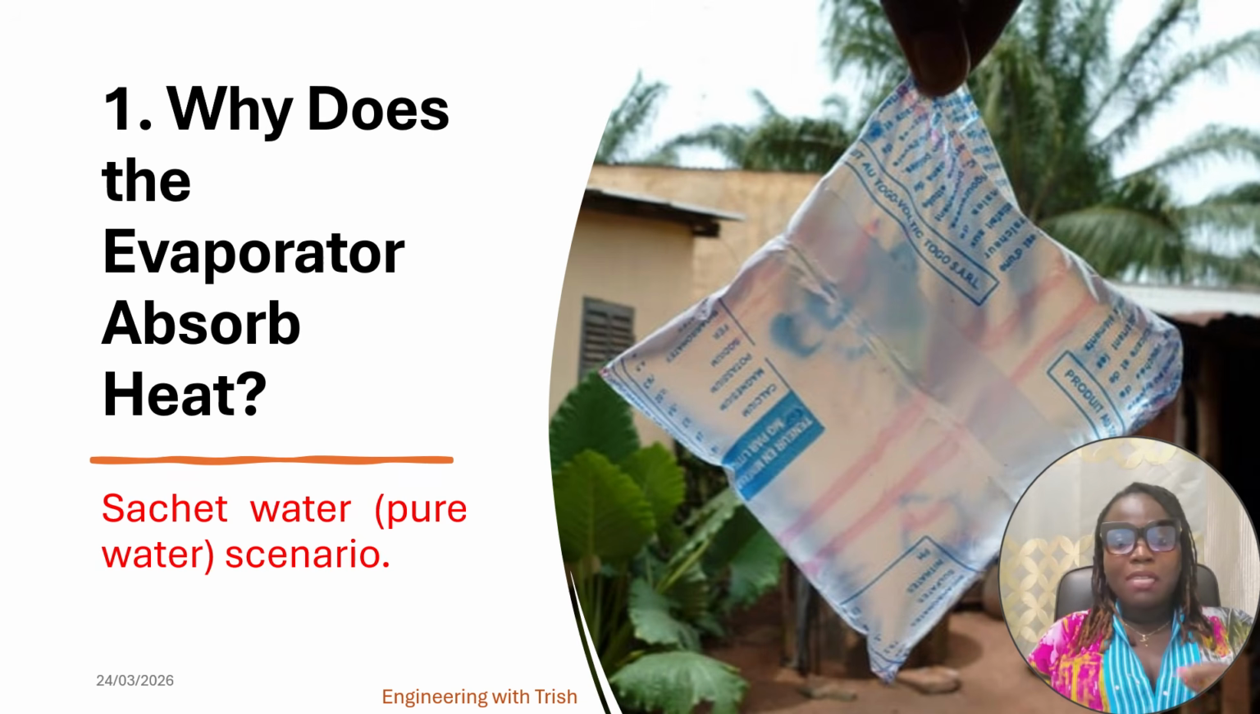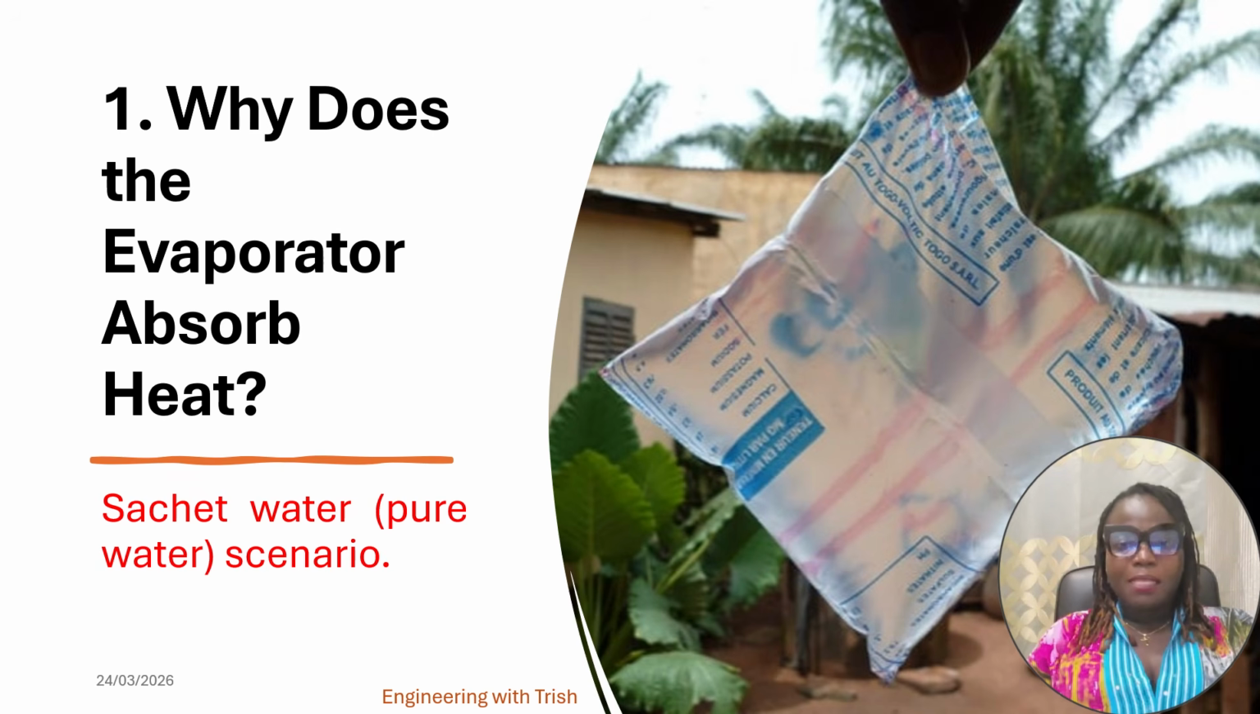Here, the expansion device behaves like the brain or the mind. It thinks for the system. According to the number of sachets of water you have in the fridge, it throttles, so it regulates, the refrigerant flow. And as soon as the refrigerant passes through the expansion device, the pressure drops instantly. So now the pressure is less, the temperature is less, and this refrigerant goes into the evaporator.